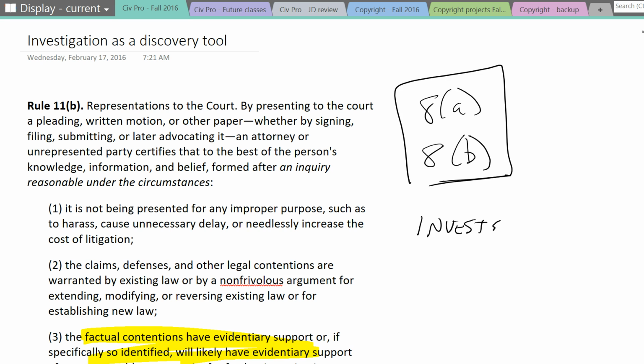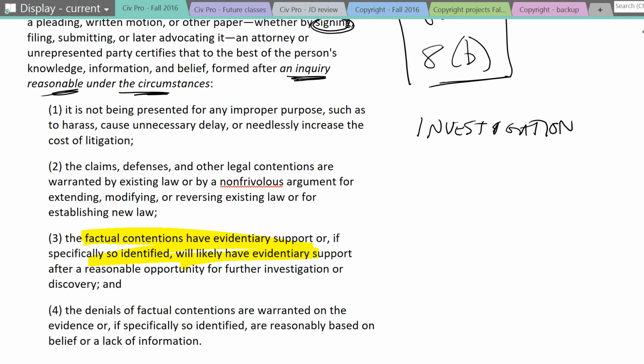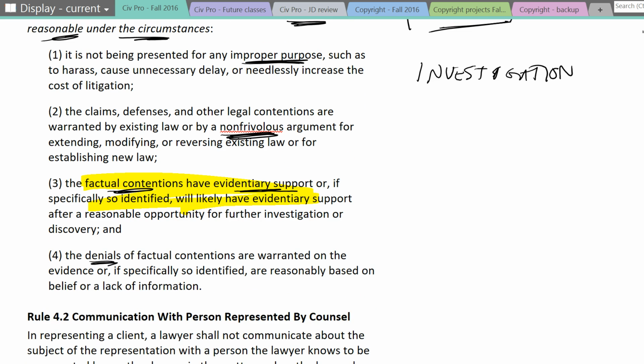Indeed, Rule 11, 11B in particular, flat out says that you have to make an inquiry reasonable under the circumstances, and then by signing your complaint or answer or whatever, and then filing with the court, you're making certifications of no improper purpose. There's non-frivolous law. Factual contentions are also non-frivolous, and the same regarding denials of factual contentions.